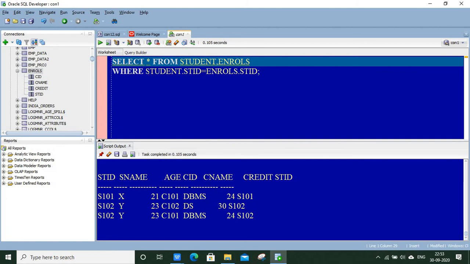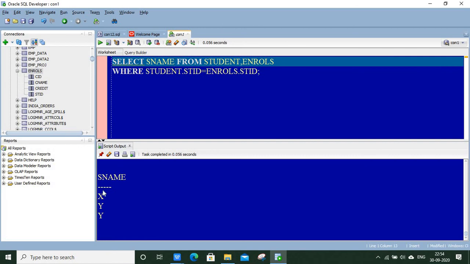The next thing is that we are interested in the names of the students. So instead of projecting all the columns, we can just put here student name, and now you can see that these are the students who are enrolled in some of the courses. Yes. Okay, so you can see that now we are able to find the student names.